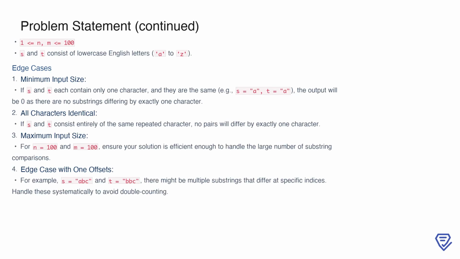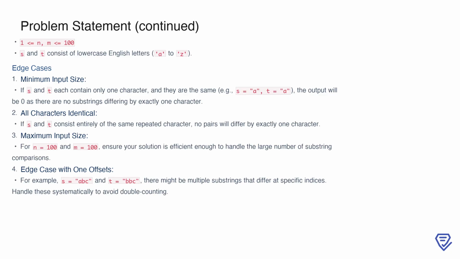To wrap up, let's discuss the constraints and edge cases. The lengths of s and t are bounded between 1 and 100, which means the solution must handle a potentially large number of substrings efficiently. Both strings consist of lowercase English letters, so we don't need to account for special characters or case sensitivity. Edge cases include minimum input sizes, such as when both strings have a length of 1. In this case, if the characters are identical, the output is 0. For strings with all identical characters, no valid pairs will exist.